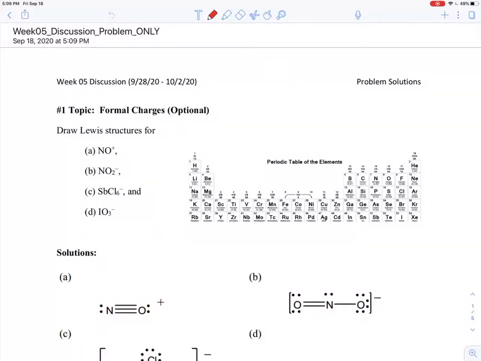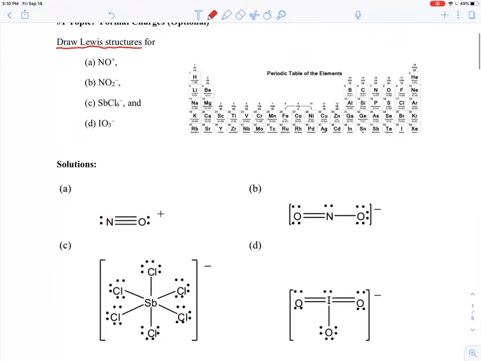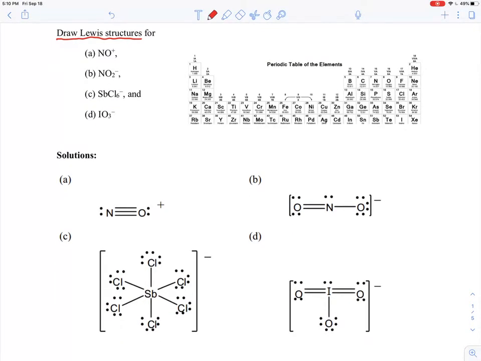Okay, so this is week 5 topic number 1, formal charges, which is an optional problem. The problem says draw the Lewis structures. For the Lewis structure, you have to put the number of valence shell electrons, then make connections, and then stabilize those original structures by minimizing the formal charges, by moving the lone pair electrons. And this is the one that you would end up having.